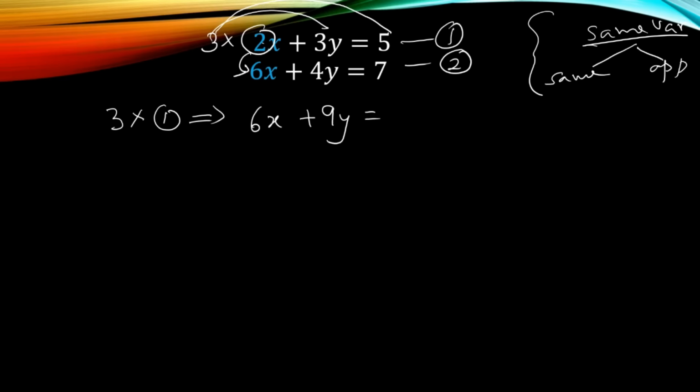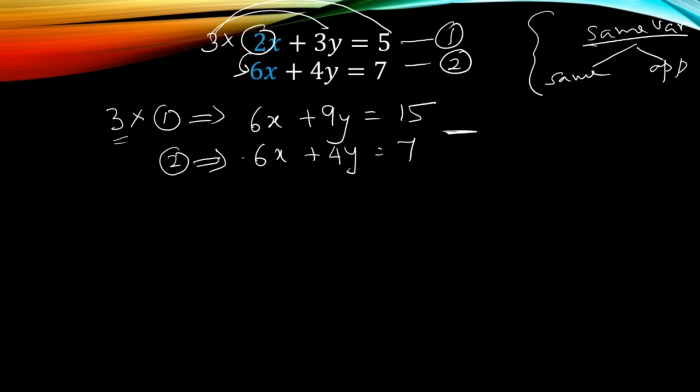Be careful to multiply the whole equation by 3. Each and every term in equation 1 should be multiplied by the number that you are supposed to be multiplying here. Now rewrite the second equation as it is, because that's what we are aiming for. Now we have come to the first category of the equations where you have same numbers and same sign. So same number, same sign is subtraction. So you need to subtract these two equations.